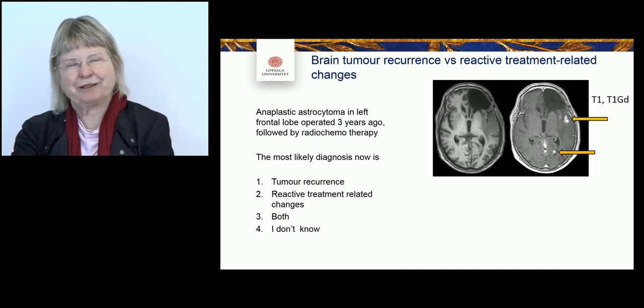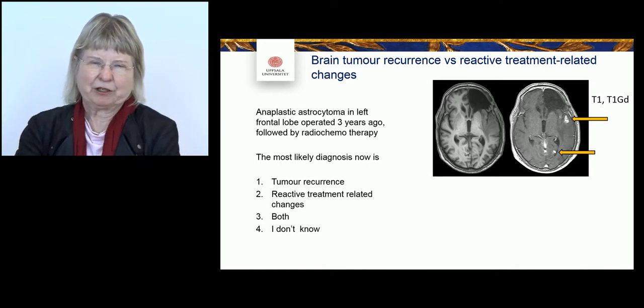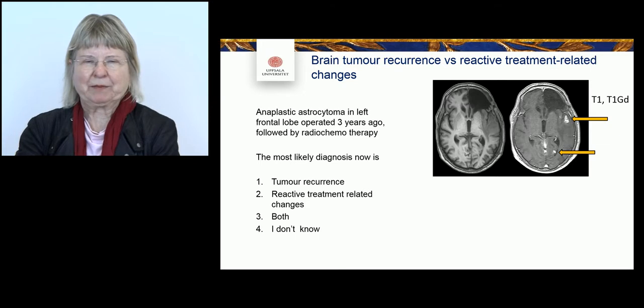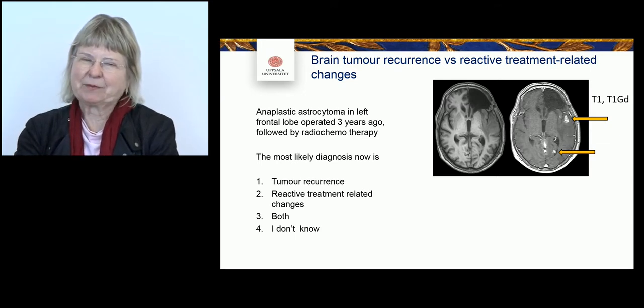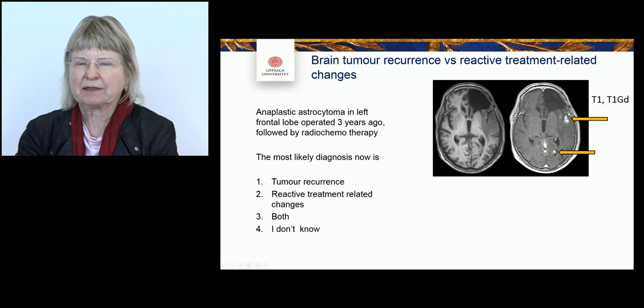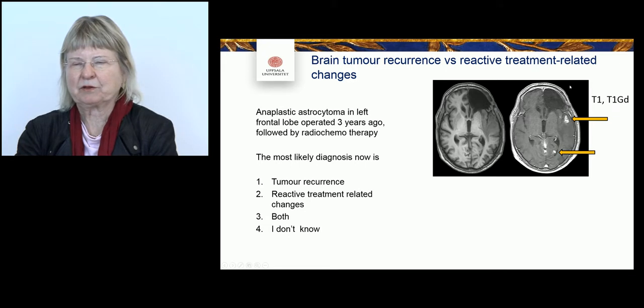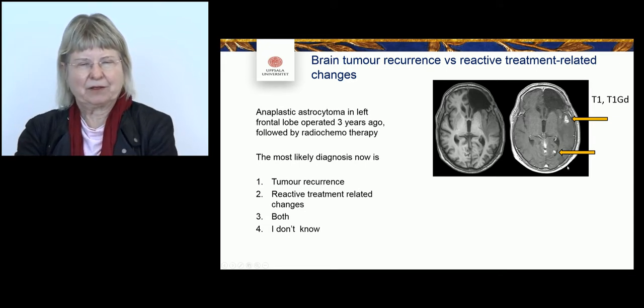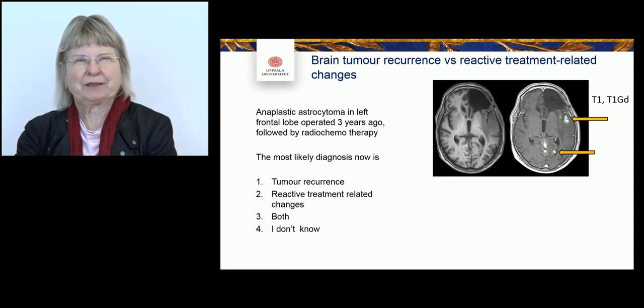Before I go into the different methods, I will show you an example with some images where it was difficult to differentiate between tumor recurrence and treatment-related changes. This patient was operated for an anaplastic astrocytoma in the left frontal lobe 3 years ago. You can see here the post-operative cavity on the T1 weighted image without contrast injection, and this is the post-contrast T1 weighted image. I have given you here 4 alternatives that you can think about.